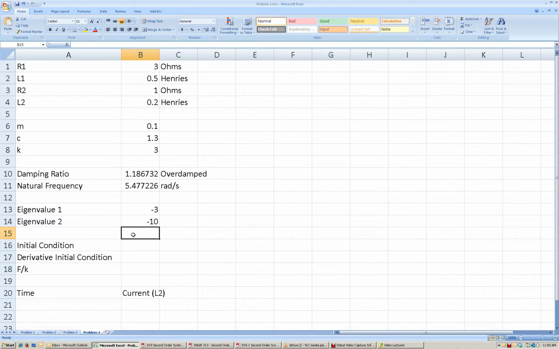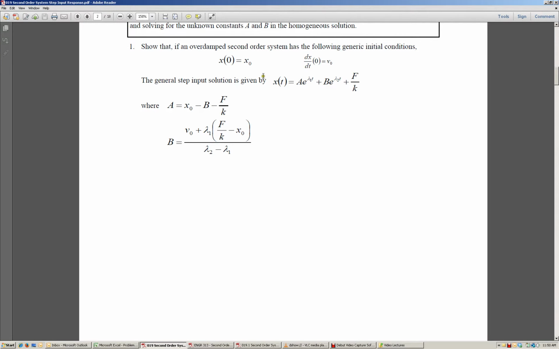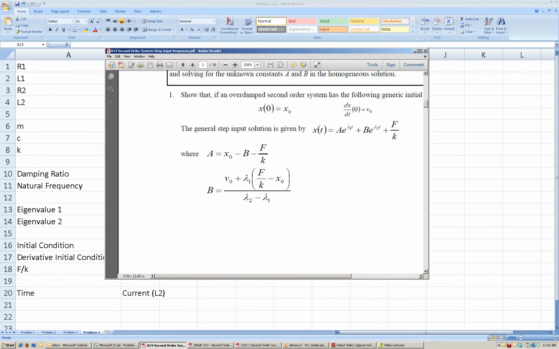Now, in order to come up with my solution, I need to take a look at the general solution for an overdamped system, and I know that if I can find my initial conditions, my solution will be given by this equation right here. I can calculate the unknown coefficients a and b if I know my initial conditions. So I'm now going to turn towards establishing what those initial conditions are going to be.